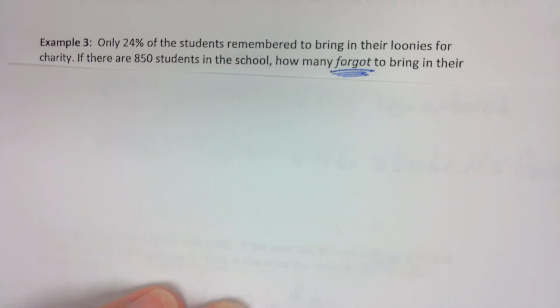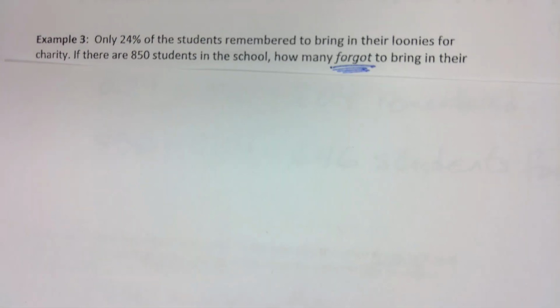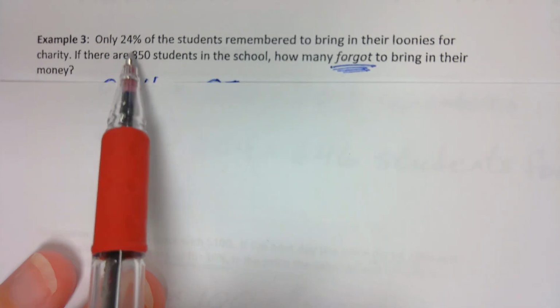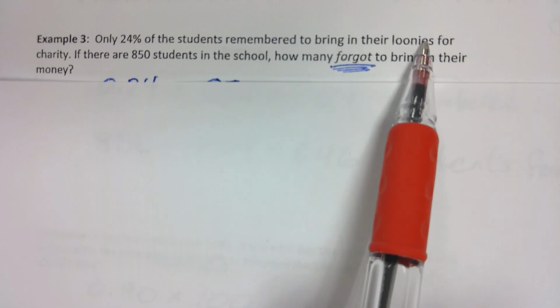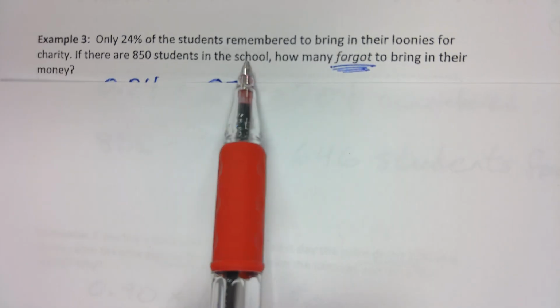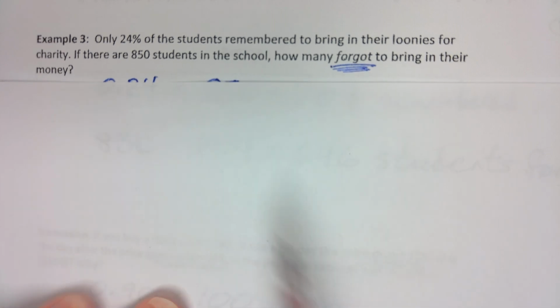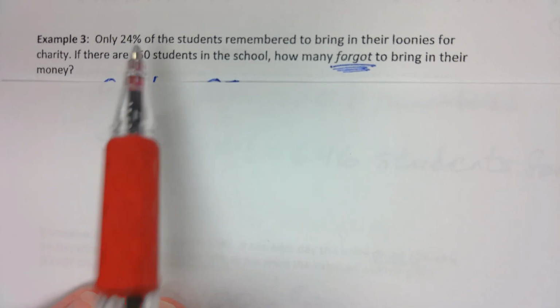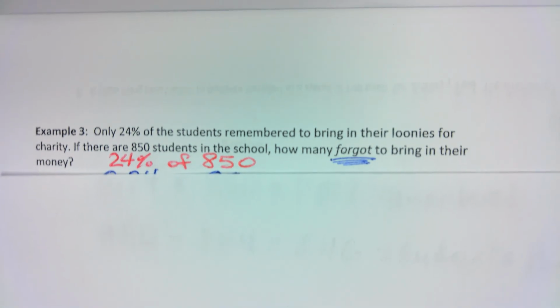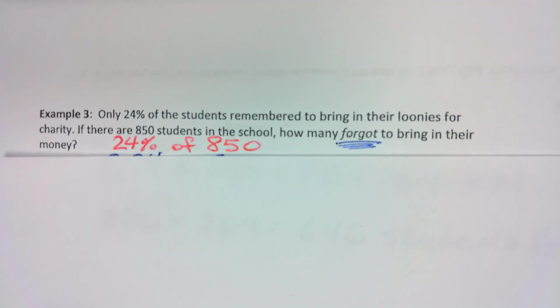So example 3 kind of reiterates what we did for the last few days. Only 24% of the students remember to bring in their loonie for charity. If there are 850 students in the school, how many forgot to bring in their money? Okay, so I want to do 24% of 850.